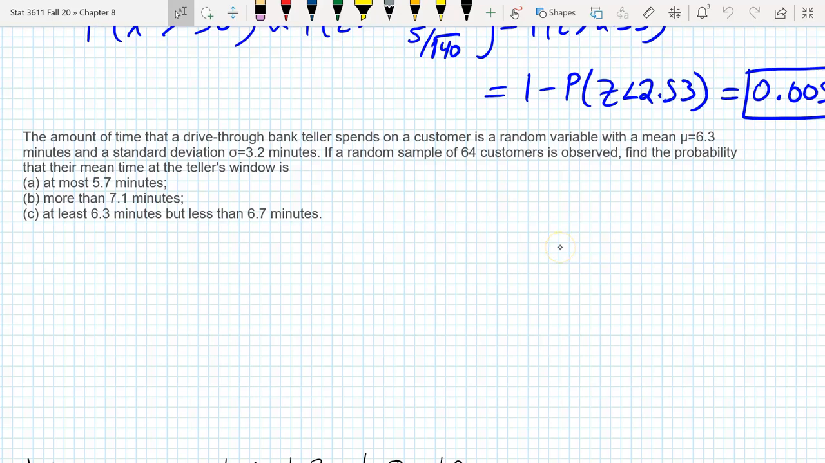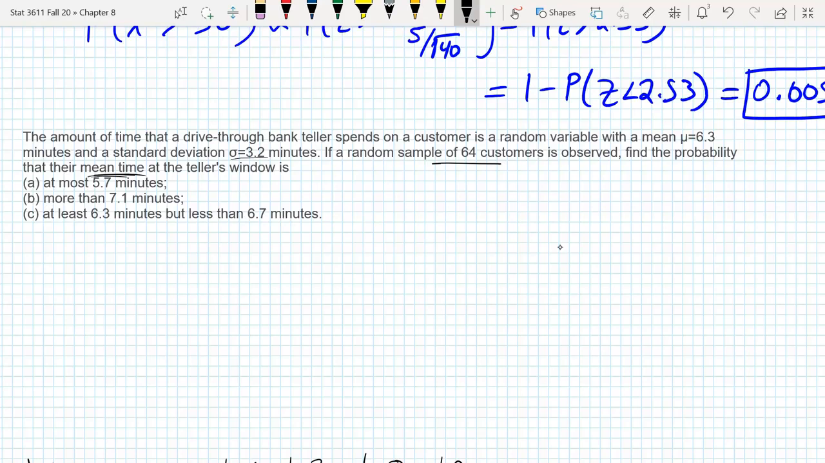Okay, I want to go ahead and take a look at a couple more quick examples of working on the central limit theorem questions involving a single mean here. So let's take a look at this problem. The amount of time that a drive-through bank teller spends on a customer is a random variable with a mean of 6.3 minutes and a standard deviation of 3.2 minutes. If a random sample of 64 customers is observed, find the probability that their mean time at the teller's window is, okay, then we got three questions, parts A, B, and C.